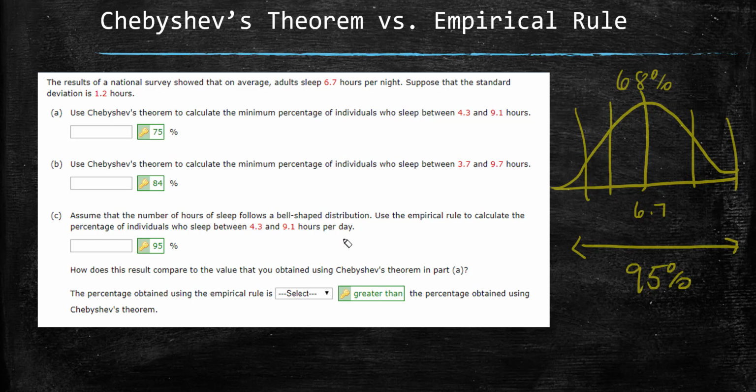The 4.3 and the 9.1 were 2 standard deviations below and above the mean, and they're asking you to compare that. So you can definitely see the percentage obtained using the empirical rule is greater than using Chebyshev's theorem.